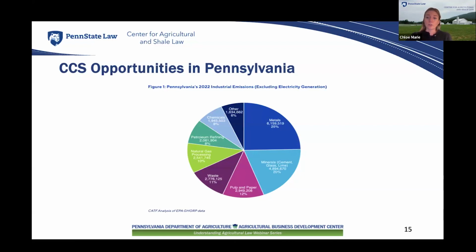In 2022, the state's industrial sector alone emitted nearly 25 million metric tons of CO2. Of this, around 25% came from metals production, 20% from the minerals sector, and just over 49% from industries such as natural gas processing, chemicals, and petroleum refining.